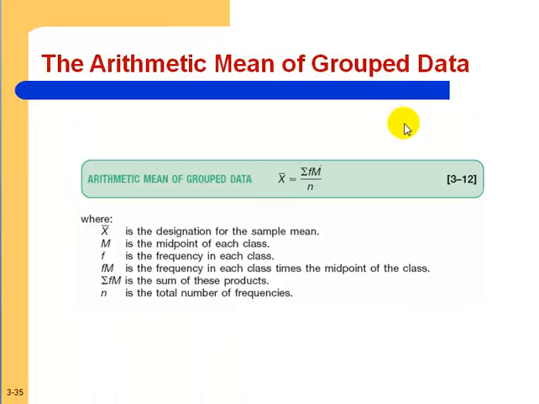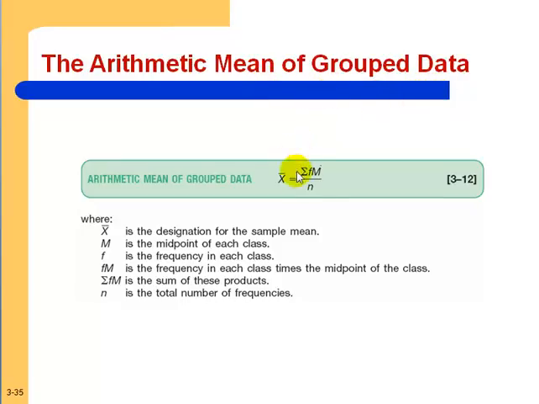Okay, last part, arithmetic mean of grouped data. In the previous slides we introduced the mean for ungrouped data, and here is the mean of grouped data. The grouped data is after we put the data into the frequency distribution. It means we classified the data, then we call those data grouped data. How do we find the mean for those data?